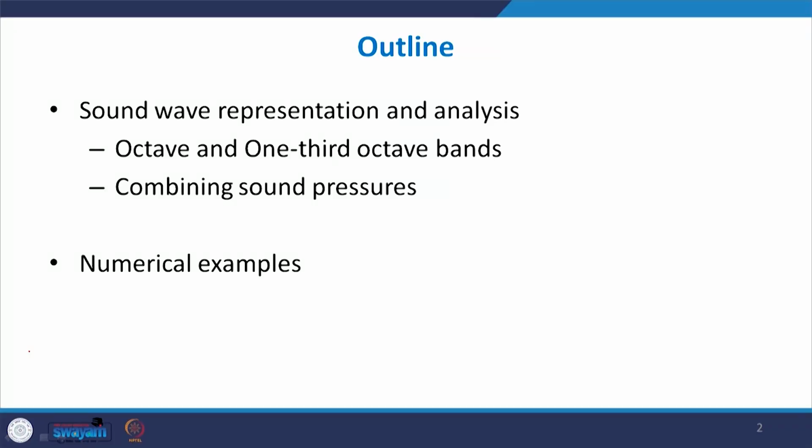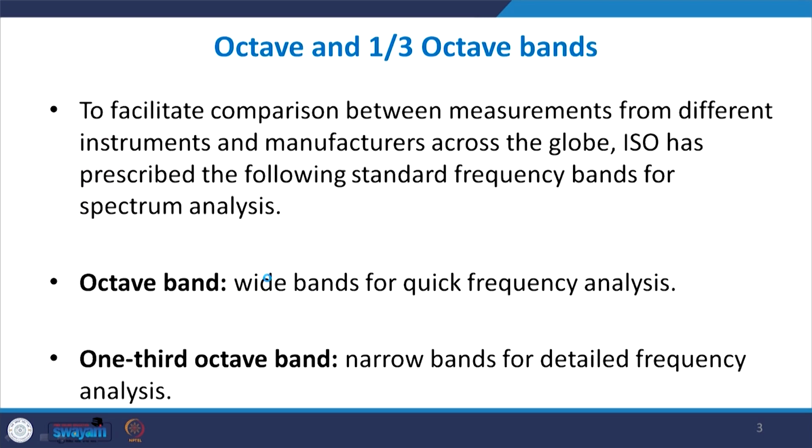In this class we will continue our discussion on sound signal analysis. The outline is: we will study octave and 1/3 octave bands, and then how to combine the sound pressure levels for different sound waves. After that we will have a tutorial session where we will do some numerical problems for better understanding. As I said before, spectrum analysis is done in noise control because human hearing is highly frequency dependent, and knowing how the intensity is distributed over frequency is very important.